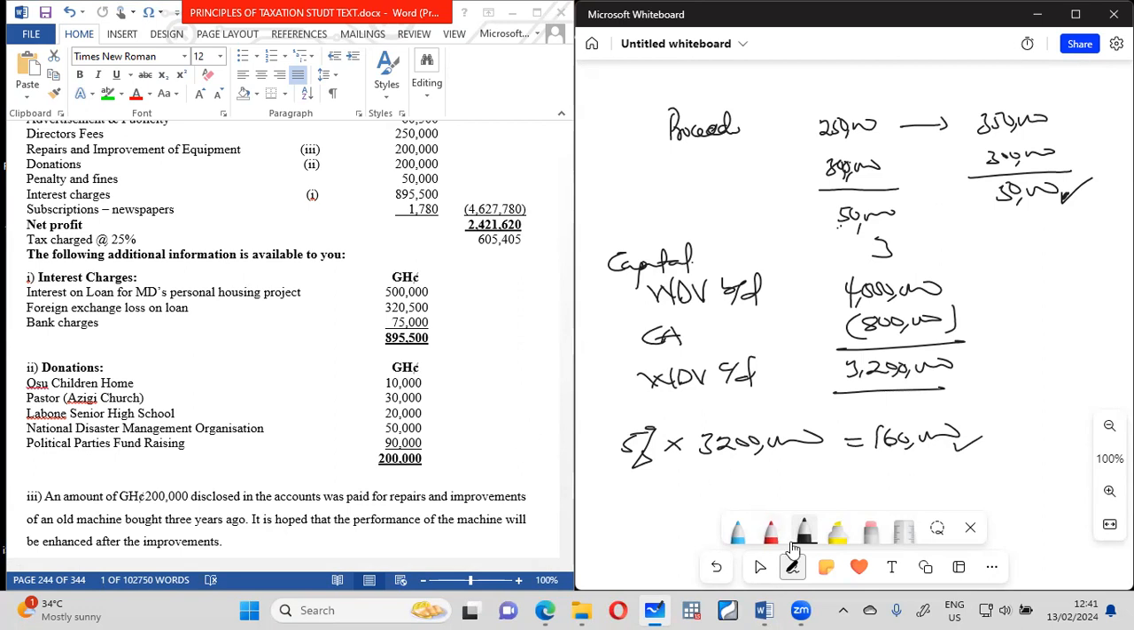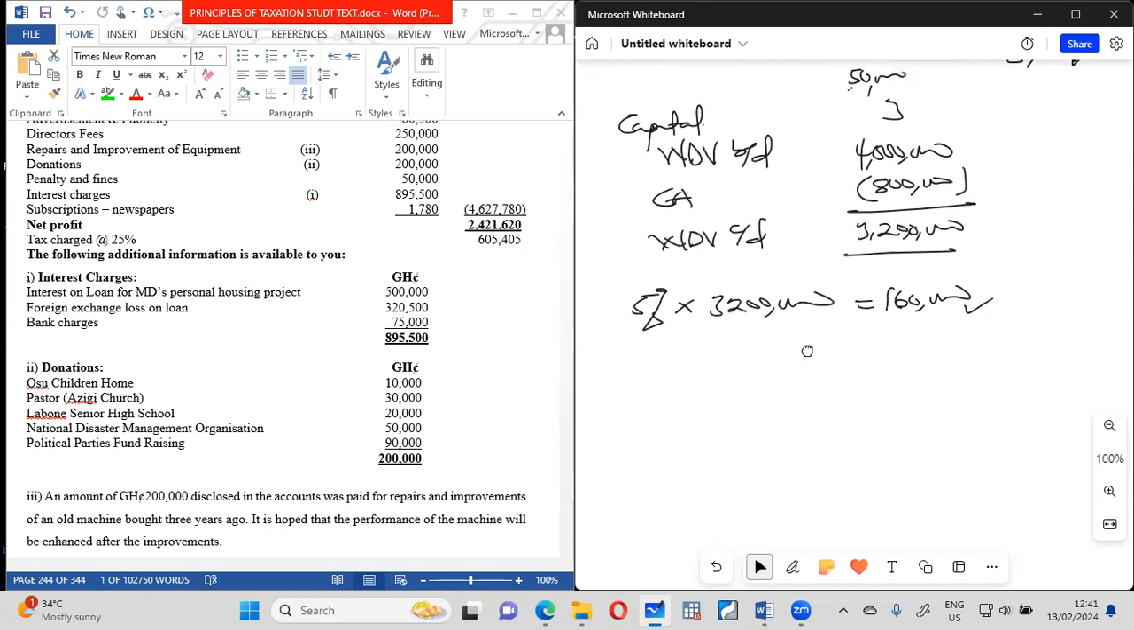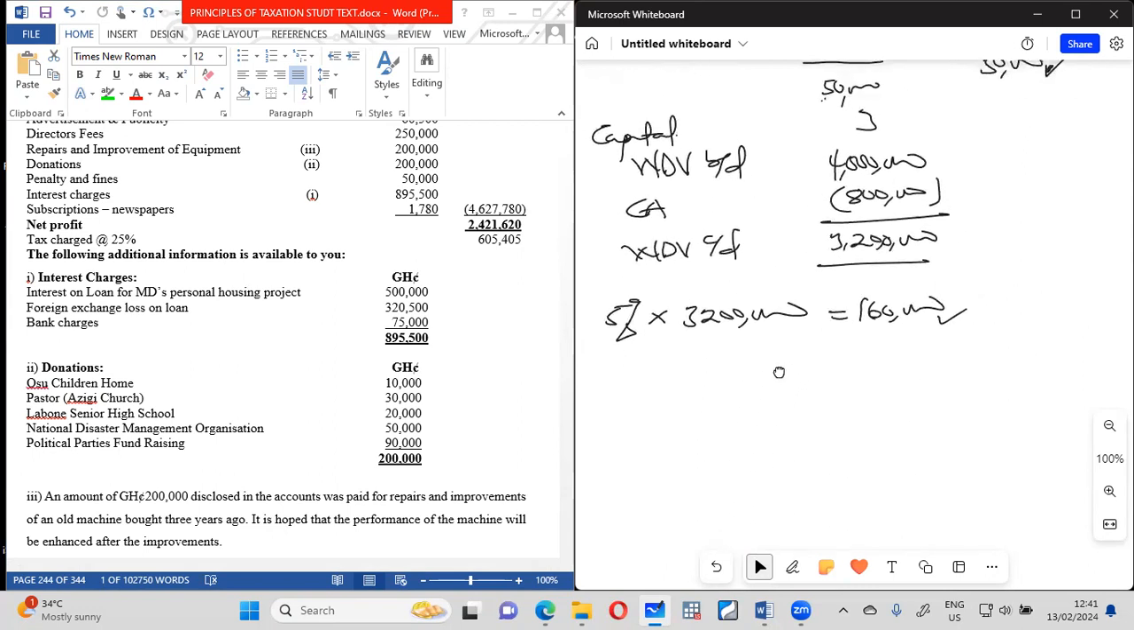Then if the allowable, what happens to the 40,000 then? The 40,000 that is disallowed. Any excess. All right. So here you will be allowed only 160 out of the 200,000. So that 40,000 that will be disallowed, what we say is that will be added back to the WDV as an addition. Okay, so those 40,000, you go and treat it as an addition and do another capital allowance.